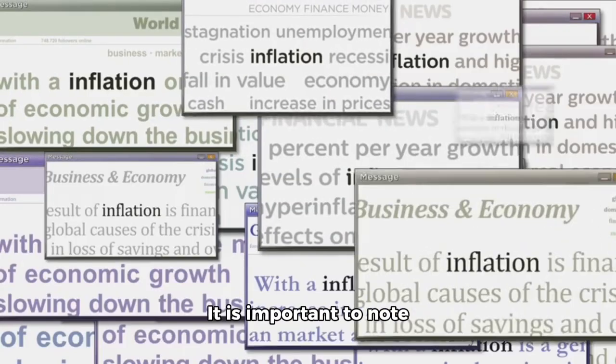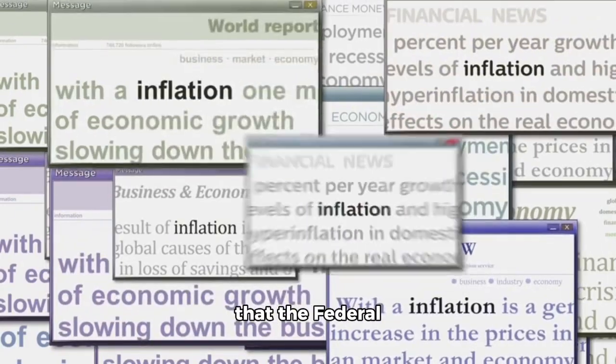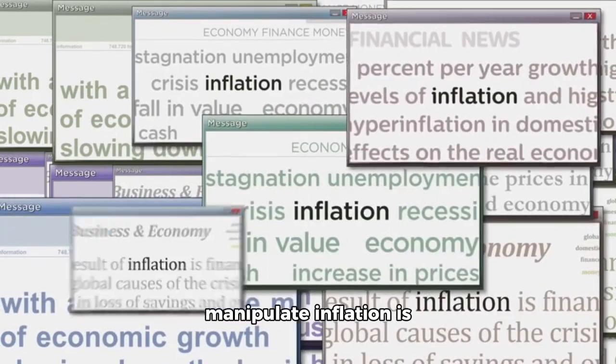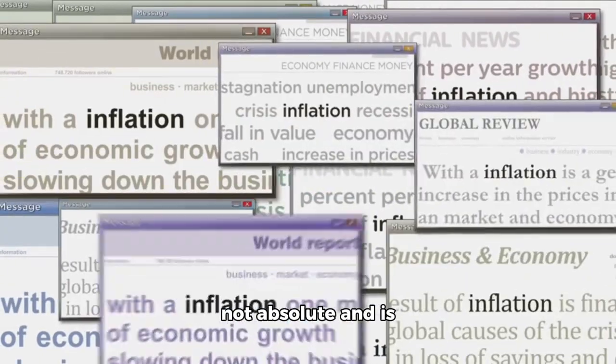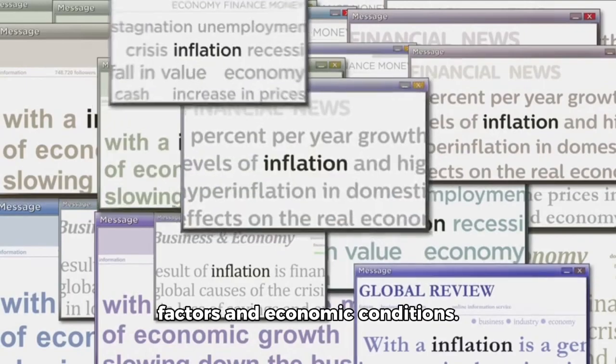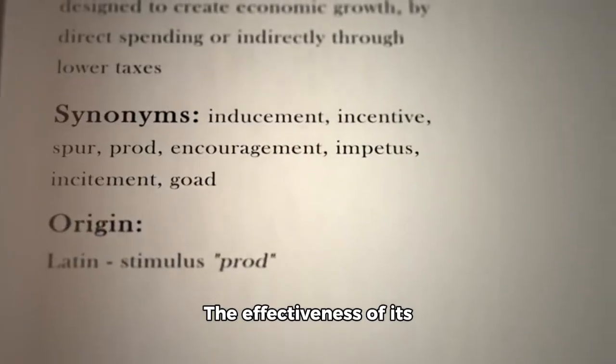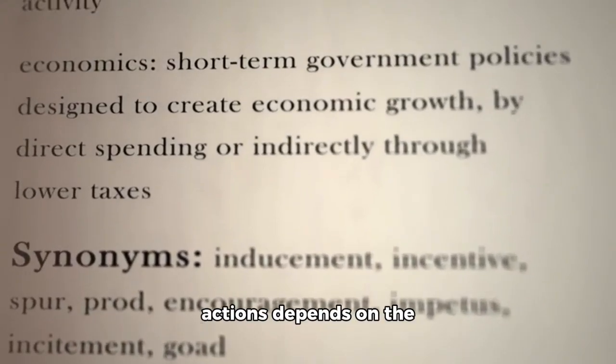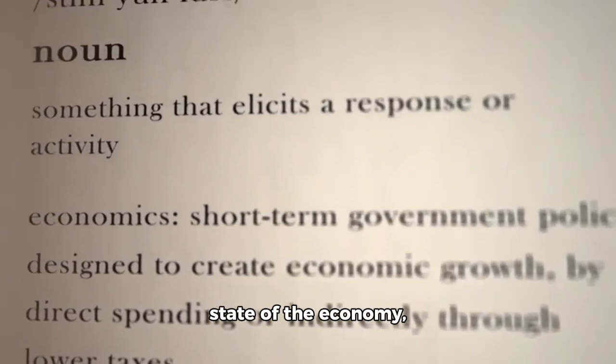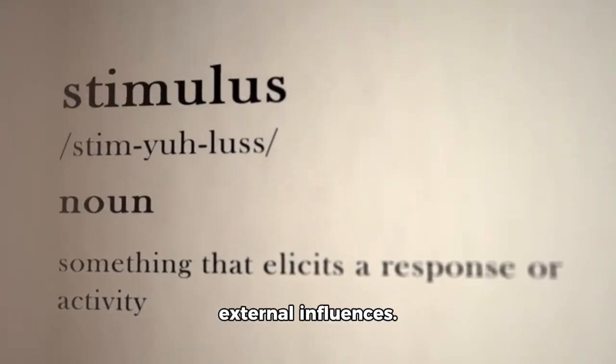It is important to note that the Federal Reserve's ability to manipulate inflation is not absolute and is subject to various factors and economic conditions. The effectiveness of its actions depends on the state of the economy, fiscal policies, and other external influences.